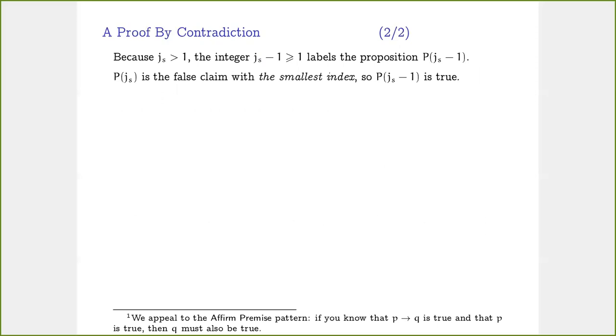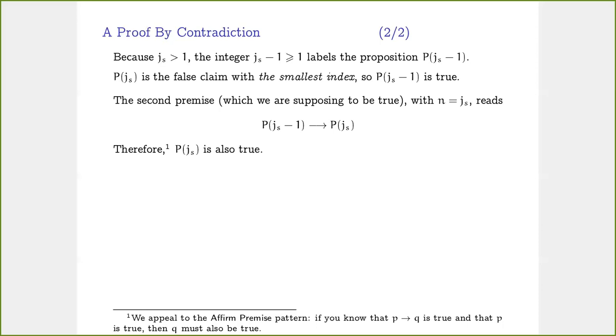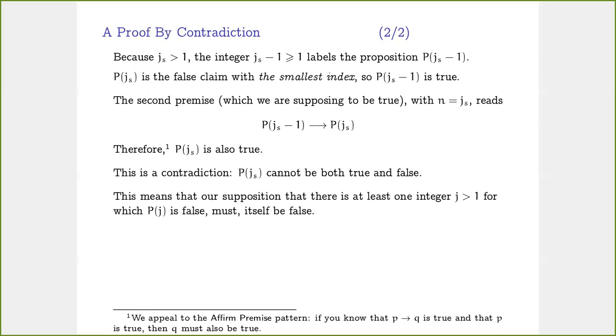P of j sub s is the false claim with the smallest index. So P of j sub s minus 1 has a smaller index, so it must be true, no matter what j we've chosen. Okay, the second premise, which we are supposing to be true, can be evaluated with n equals j sub s, and it reads P of j sub s minus 1 implies P of j sub s. Now, we know that P of j sub s minus 1 is true, and we know that P of j sub s minus 1 implies P of j sub s. So by the affirmed premise pattern, we know that P of j sub s is also true. But this is a contradiction. P of j sub s cannot be both true and false. This means that our supposition that there's at least one integer greater than 1 for which P of j is false must itself be false.